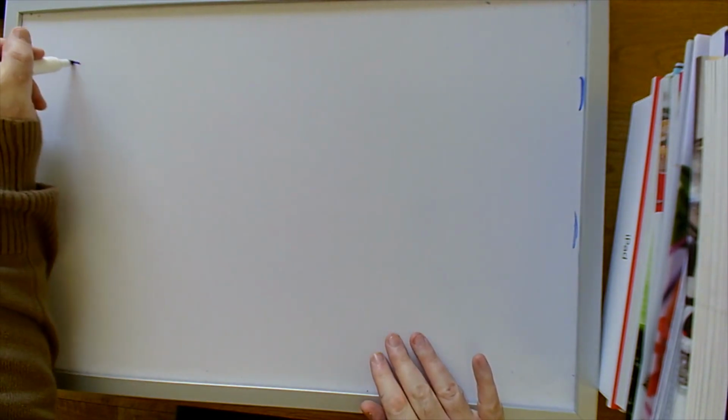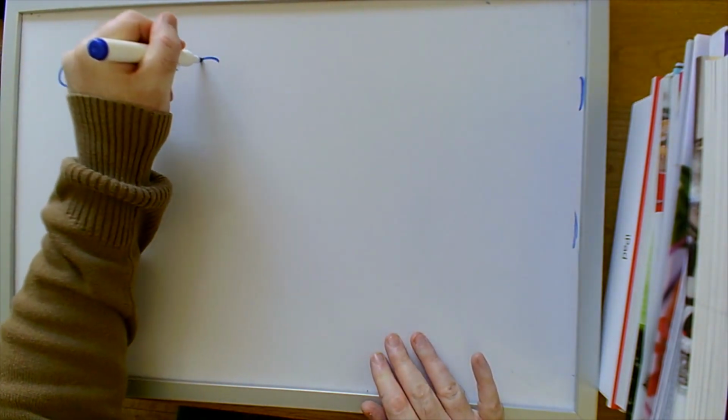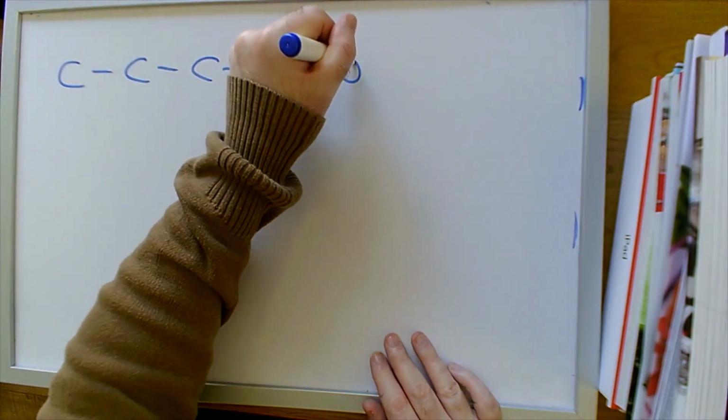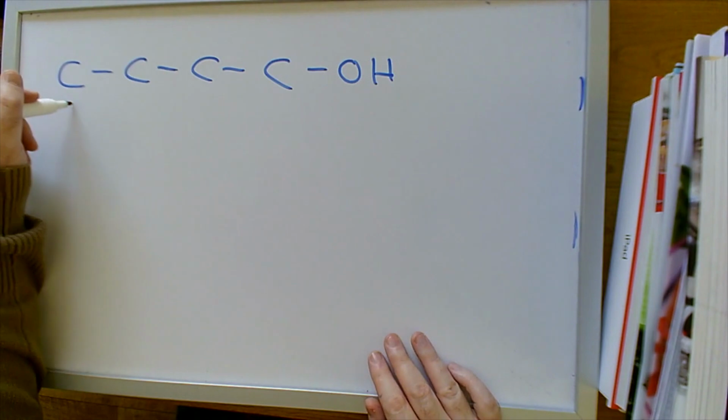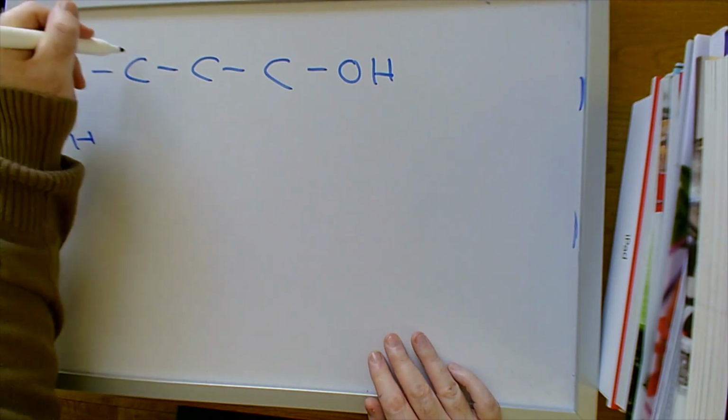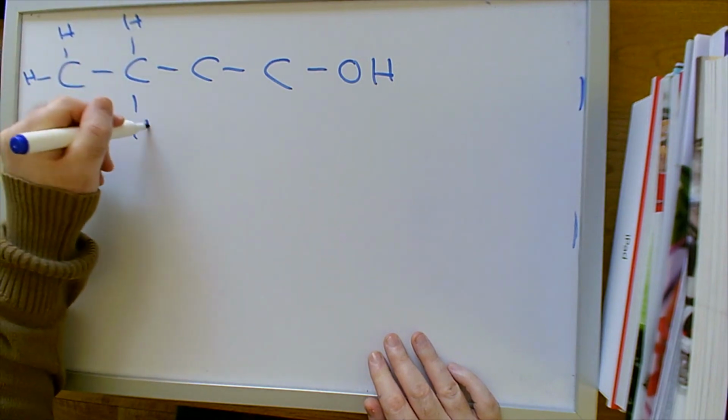So now let's look at the next member of the alcohol family. An alcohol with 4 carbons in is called butanol. So I'm going to draw an alcohol now that has 4 carbons in, and I'm going to put the OH at the end of the carbon chain.